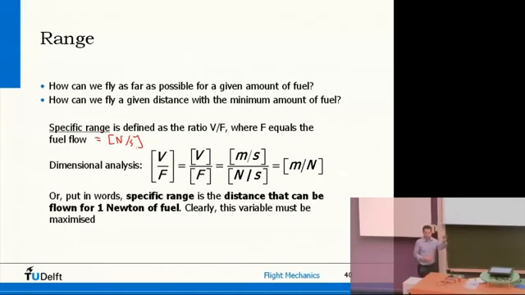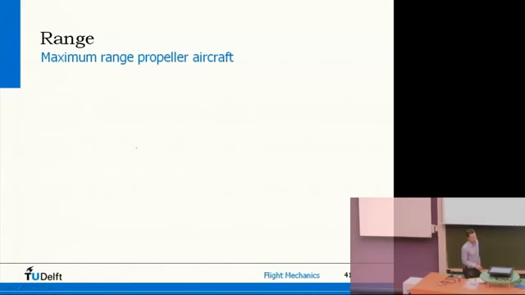So this is something, if you want to fly as far as you can, or over a given distance with the minimum amount of fuel, then you must maximize the distance you can fly with 1 liter of fuel. So that's pretty straightforward, I should say. But let's have a look at how far a propeller aircraft can fly, and then I'll finalize the story with the first propeller aircraft that actually flew across the Atlantic and how they managed to do that.